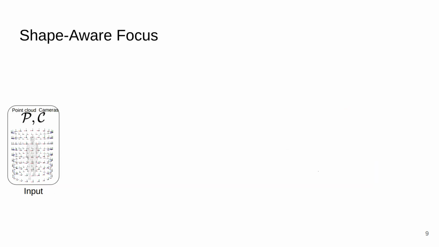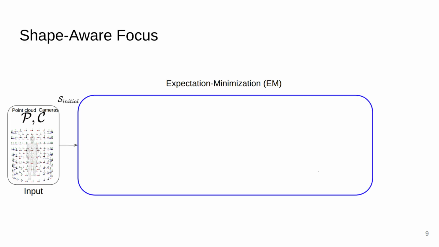Now, we can introduce the shape-aware focus proposed by this paper that optimizes the in-focus surface area in total body photography. Given the input point cloud that's uniformly sampled over the 3D mesh of the patient and the camera poses, we initialize the focus distances, and then we use the standard expectation-minimization method to optimize the focus distances.